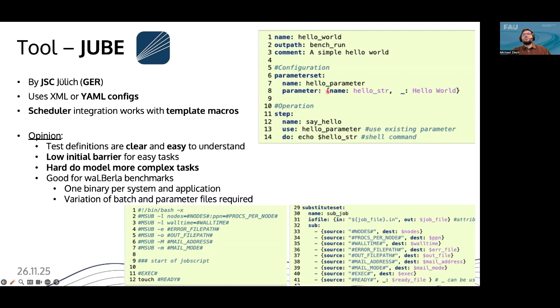Here you have the definitions of the parameters. They spawn like a matrix, and that can then be inserted here. So you can see here the hello string, and this is how it is called. It is really easy and clean to understand. I think the initial barrier is quite low.